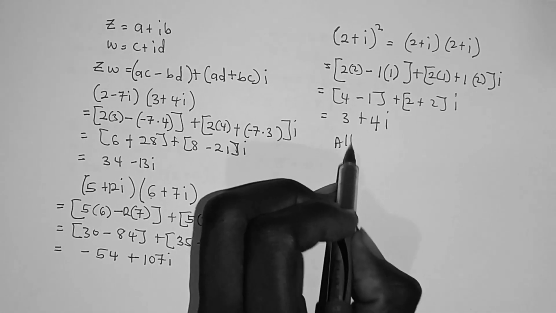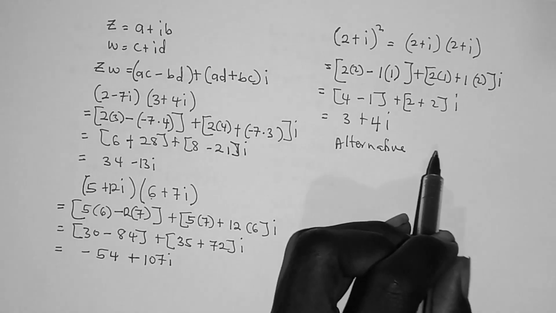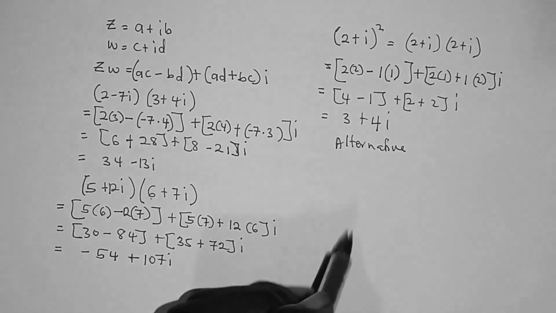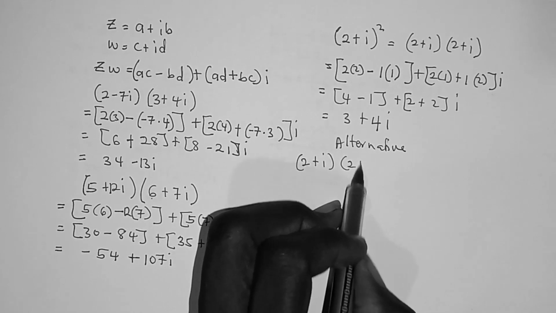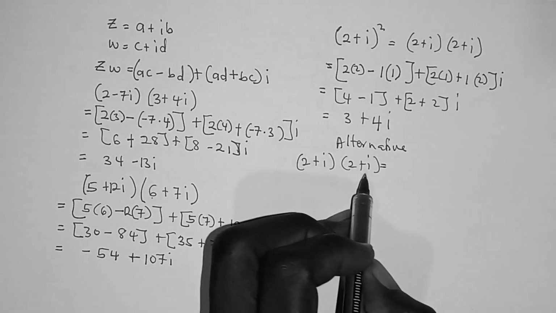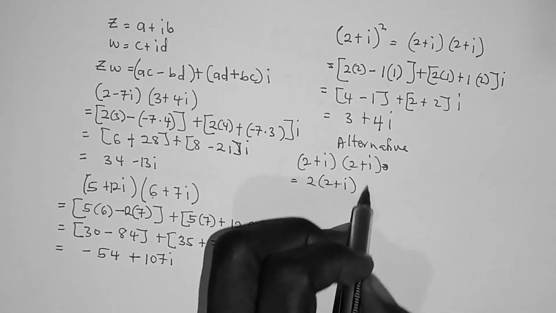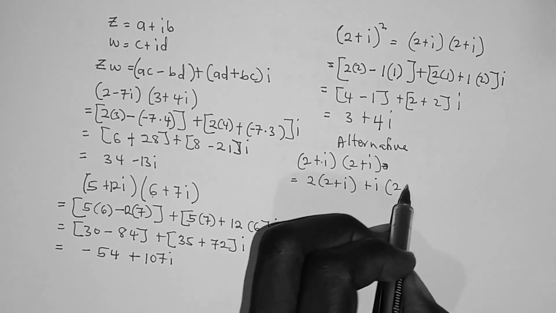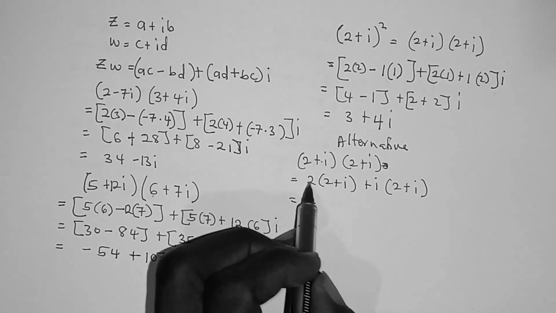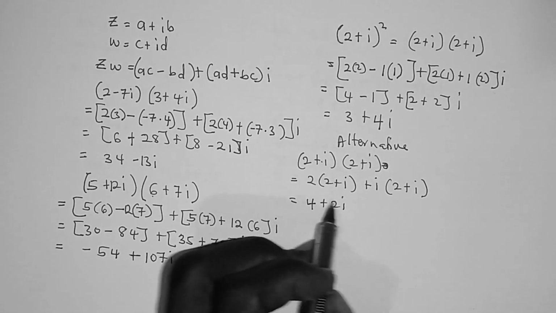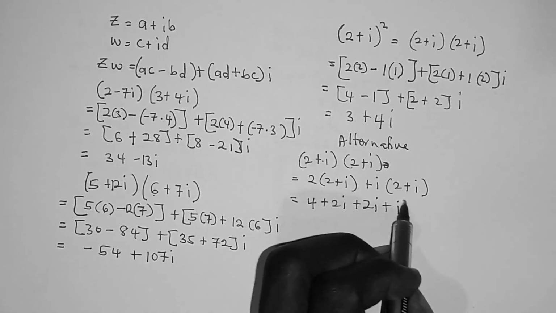Now let's look at an alternative. What you could do is to use the traditional way of multiplying numbers. So 2 plus i times 2 plus i is equal to 2 times 2 plus i, then plus this i times 2 plus i, and this is equal to 2 times 2 is 4, then 2 times i is plus 2i, then plus i times 2 is 2i, then plus i times i is i squared.